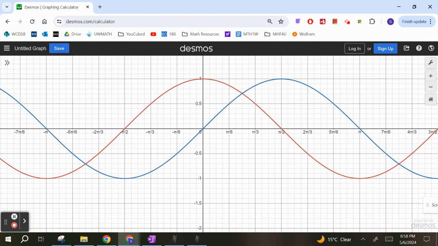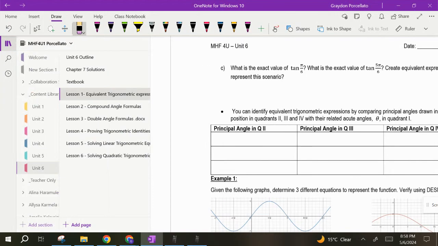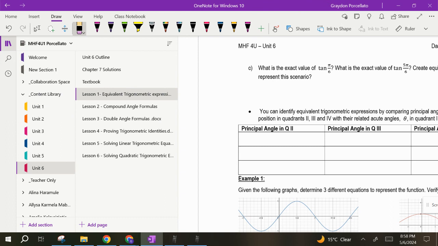On Friday, we will have a quiz. The quiz will be on lessons 1, 2, and 3, so I'm just going to pull that up right now. We'll have a quiz on equivalent trigonometric expressions, including compound angle formulas and double angle formulas. That will leave the majority, proving trig identities and solving linear and quadratic trig equations, for the bulk of the test. There will obviously be a couple of questions on lessons 1 to 3 on the test, but the bulk of the test will be on lessons 4 to 6.